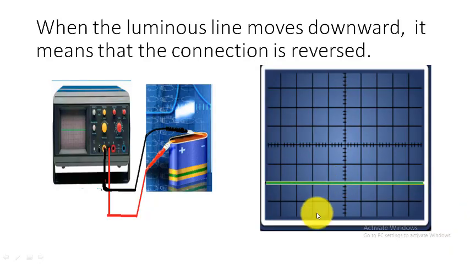Now you may ask, why does the luminous line move downward? The answer is simply right here. Look at the connection. The positive pole of the dry cell is connected to the ground pole of the oscilloscope, while the negative pole of the dry cell is connected to the phase pole of the oscilloscope. When the connection is reversed, then the luminous line will be shifted downwards.